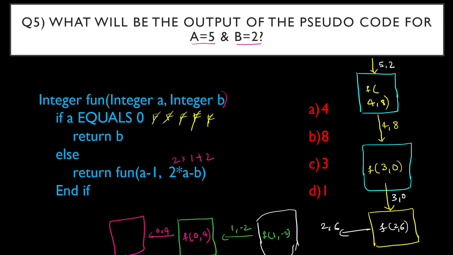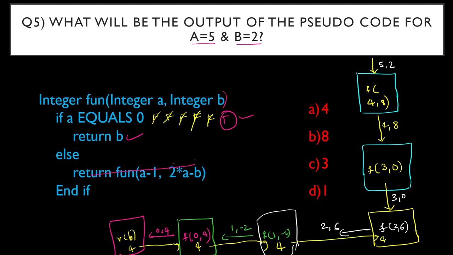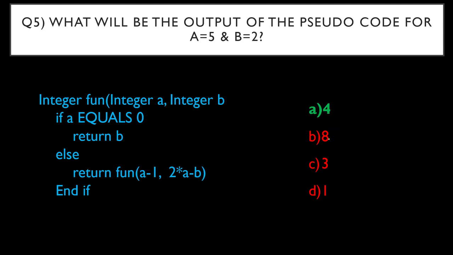Now if you pass 0 comma 4, the value of A is 0, so this condition becomes true. Now this will be executed, so you are going to return B. The value of B is 4, so 4 is returned here. This 4 is returned back here, and again back here, and back here, and this 4 is ultimately returned. So the answer is option A, 4.